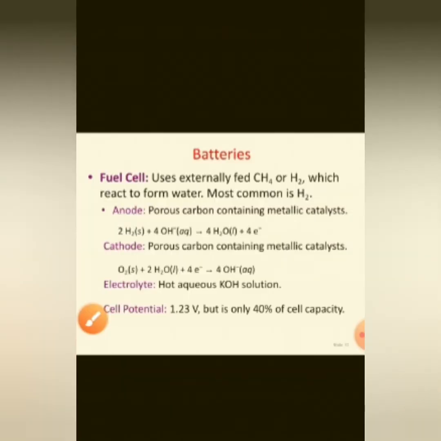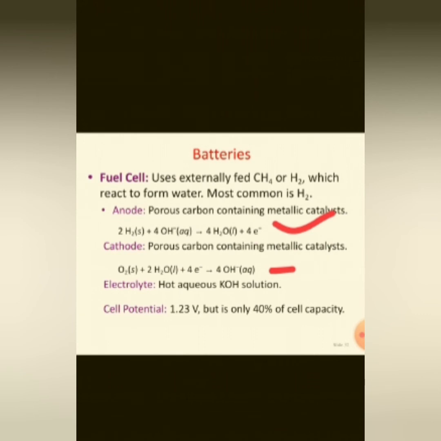Fuel cell. A fuel cell uses externally fed methane or hydrogen, which react to form water. Most common is hydrogen. The anodic and cathodic reactions can be represented in the following manner. Cathodic reaction: porous carbon containing a metallic catalyst, where oxygen gains 4 electrons to give 4 hydroxide ions.